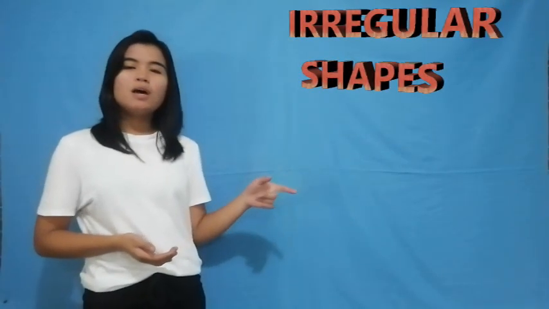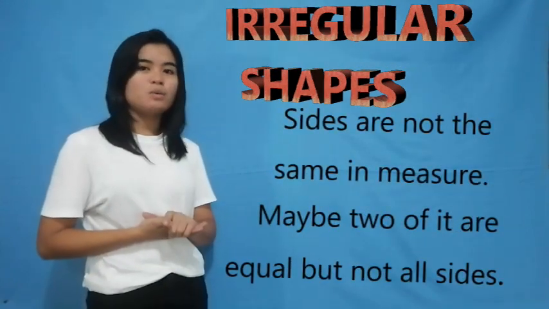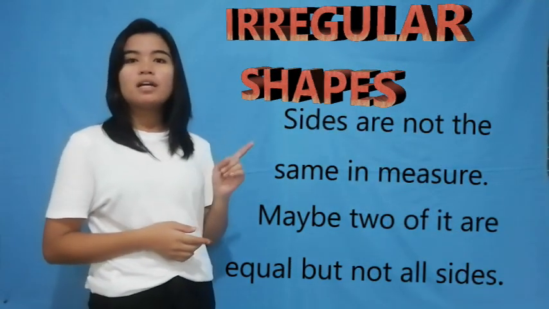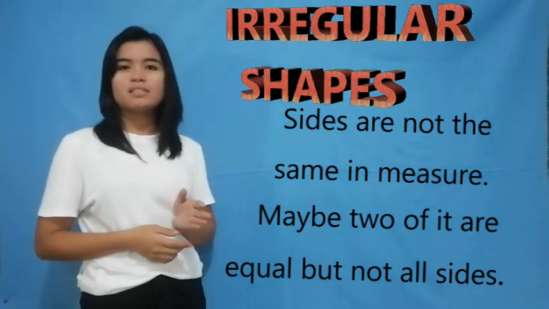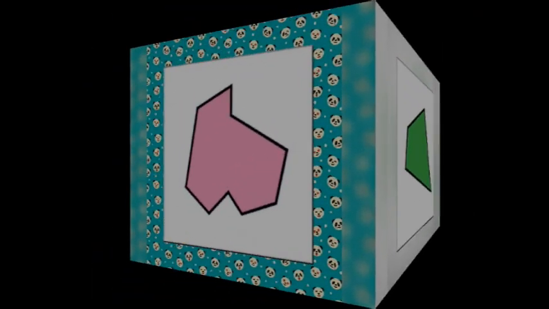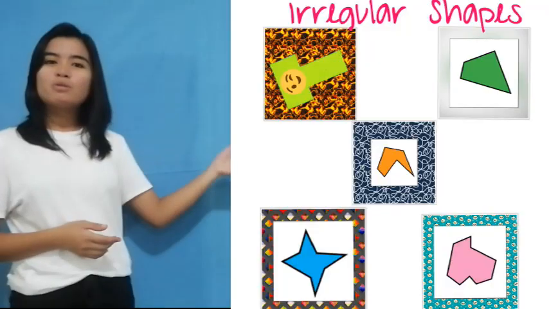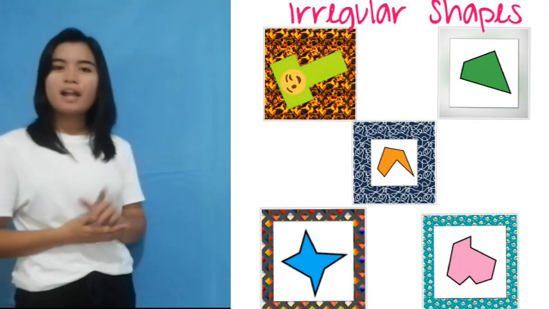Okay, let's proceed to the next one, irregular shape. When we say irregular shape, the sides are not equal. Maybe two of them are equal but not all sides. So let me show you the picture. Those are the examples of irregular shapes.